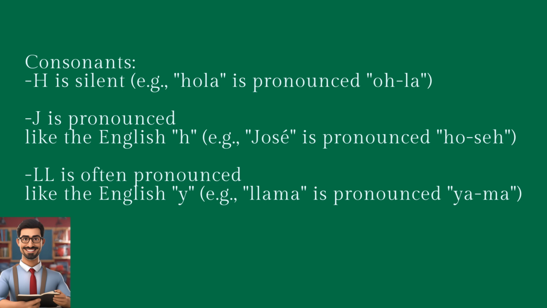A few consonants, just to begin. The H is silent. For example, hola is pronounced just hola. It doesn't sound. The H is a consonant that is silent most of the time, 99%. We'll teach you later when it's going to have a sound.